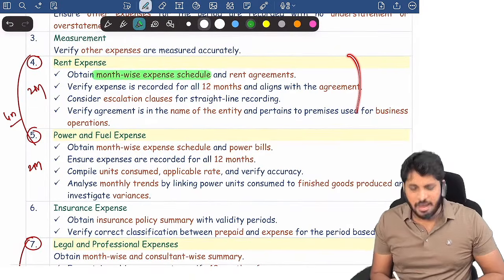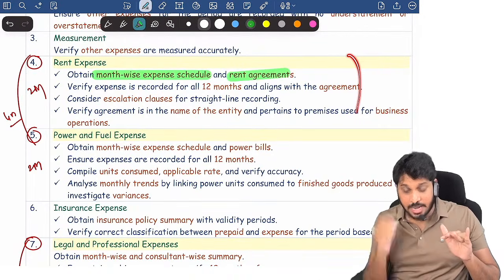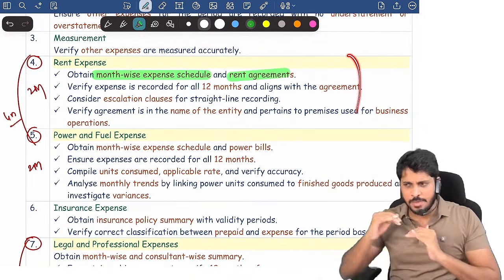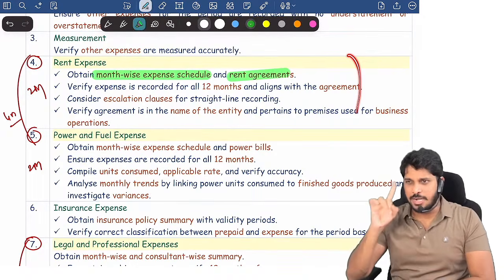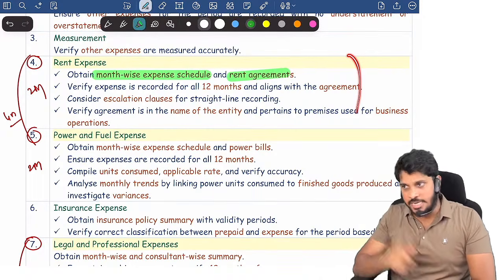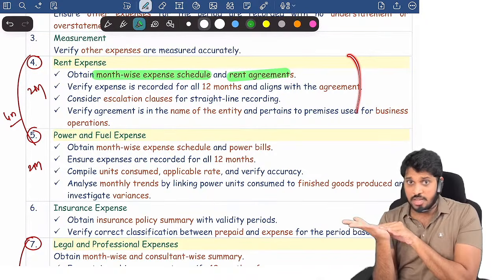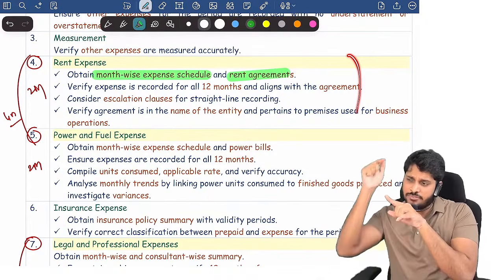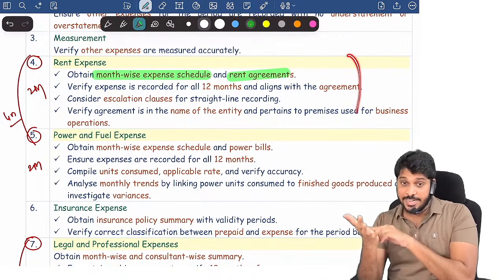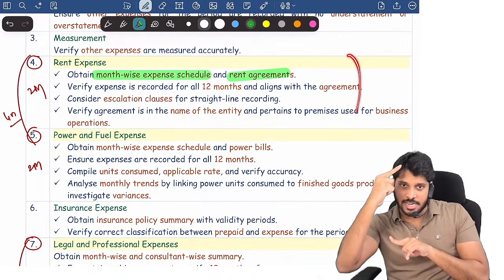I will see the month-wise rent schedule, and I will compare that with the rent agreement. Tell me, a company is doing an audit, they have one building, a corporate office, that was taken on rent. I will first take the company's monthly rent ledger account, the rent schedule account, and I'll see whether rent is accounted for all 12 months or not, and see whether the rent amount they accounted is matching with the rental agreement or not.